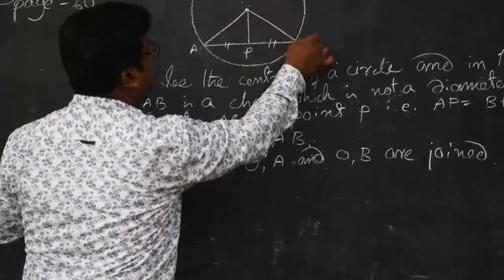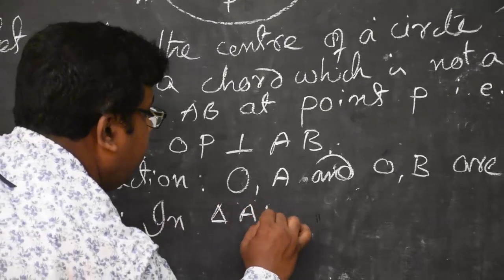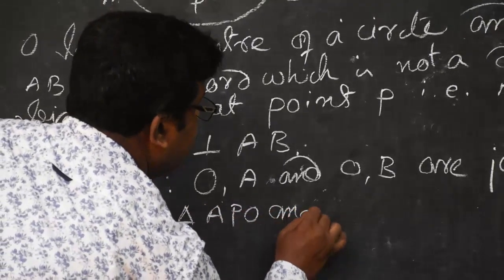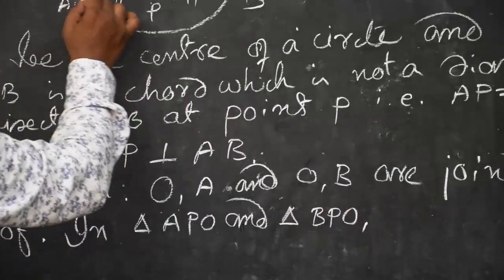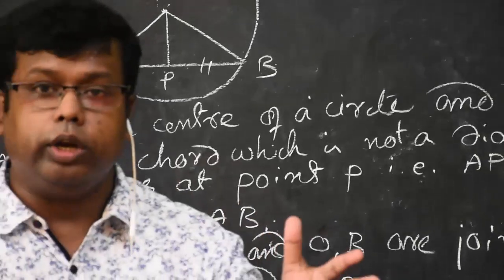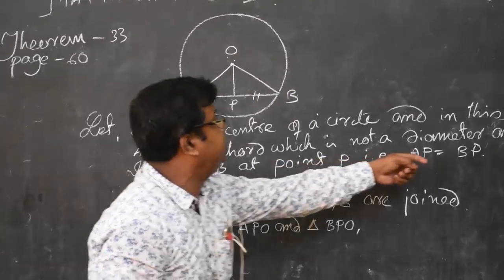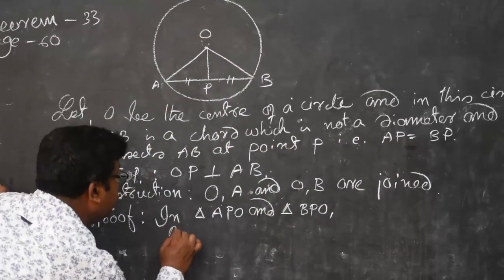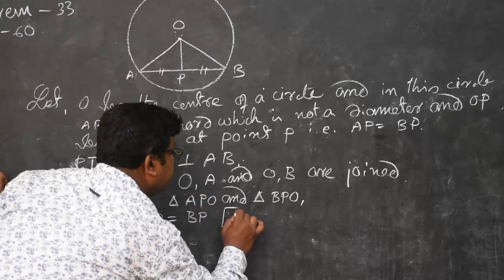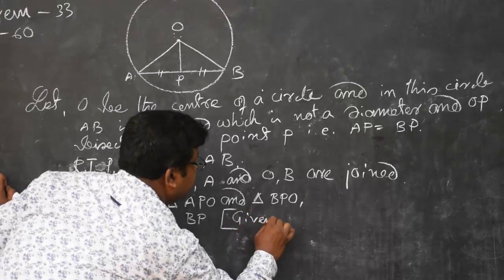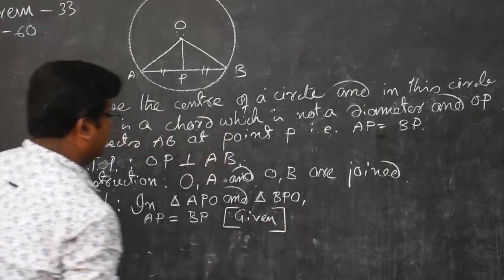In triangle APO and triangle BPO, AP equal to BP. Why? It is given in the question. AP equal to BP because OP bisects AB at point P. So I can write here AP equal to BP. You can simply write given. You can write hypothesis, but don't write it. Write here given, only given.